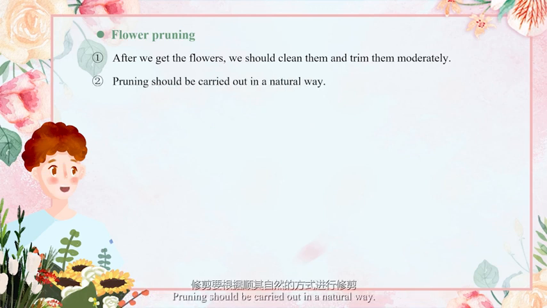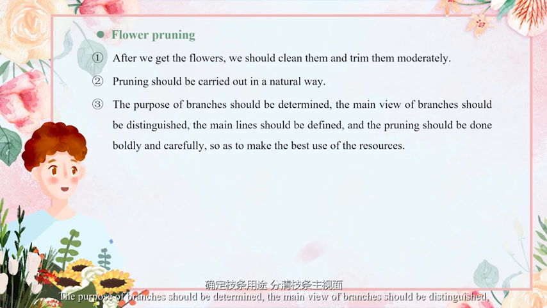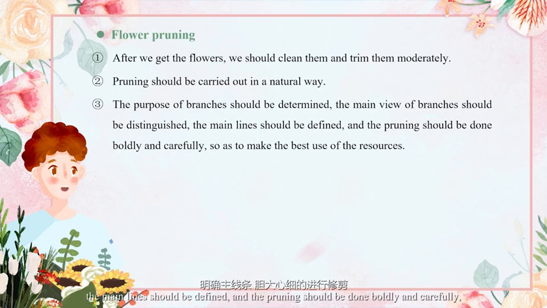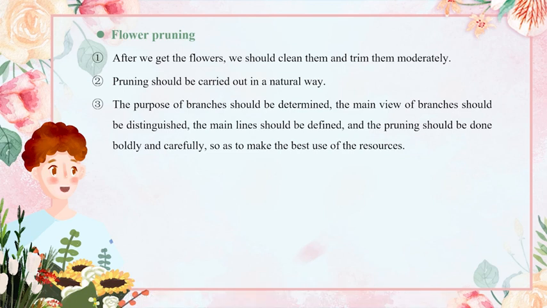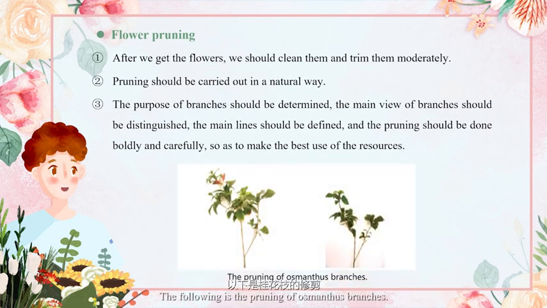Pruning should be carried out in a natural way. The purpose of branches should be determined. The main view of branches should be distinguished. The main lines should be defined, and the pruning should be done boldly and carefully, so as to make the best use of the resources. The following is the pruning of osmanthus branches.